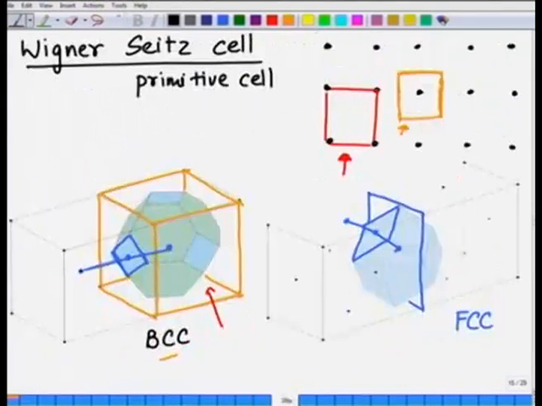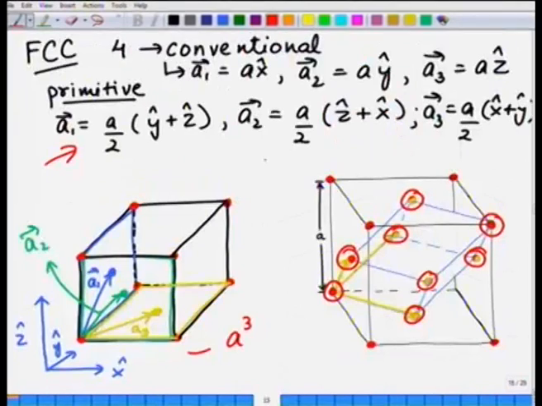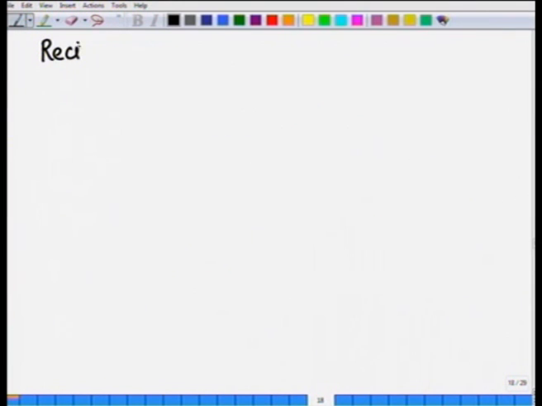But there is another construct for a primitive cell, which is the Wigner-Seitz cell. This Wigner-Seitz cell here may not be of too much importance, at least for us, but the same construction in reciprocal space would become a lot more important. So this is where I would like to finish the topic of crystal structures and move on to what is called the reciprocal lattice now. Introduce this topic and then finish in the next lecture.